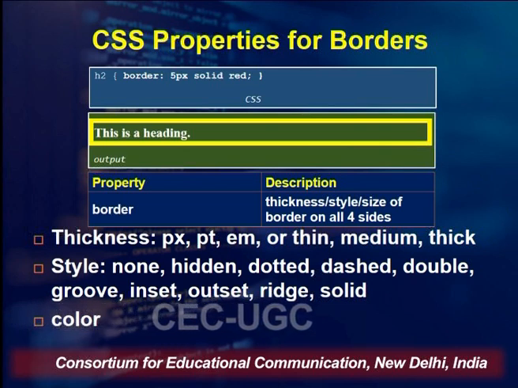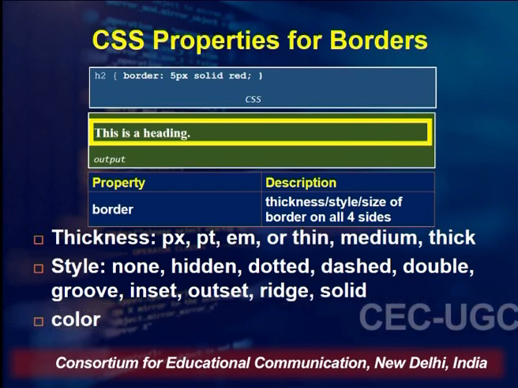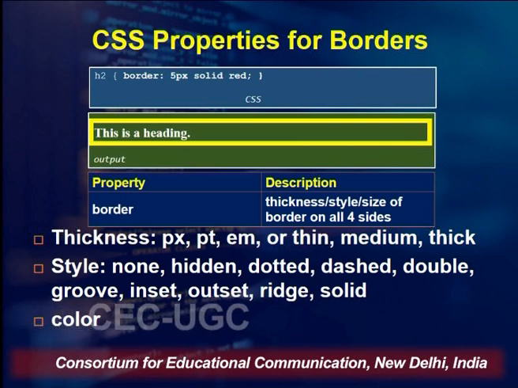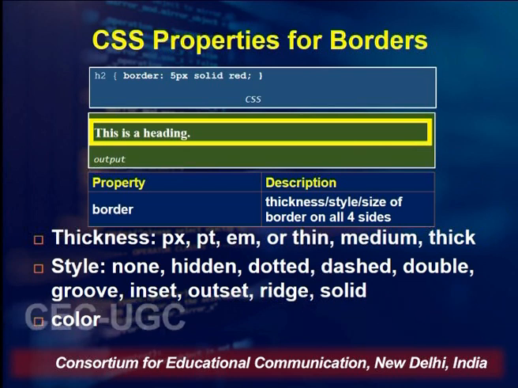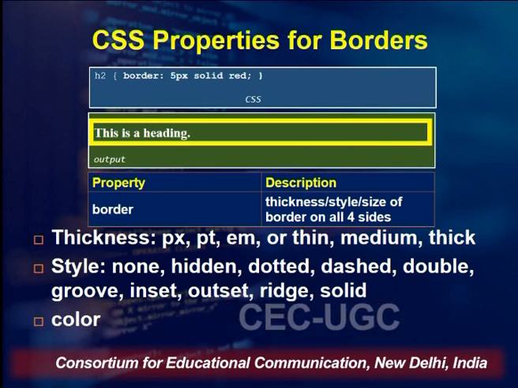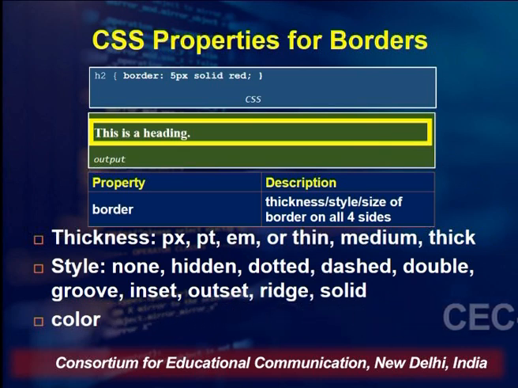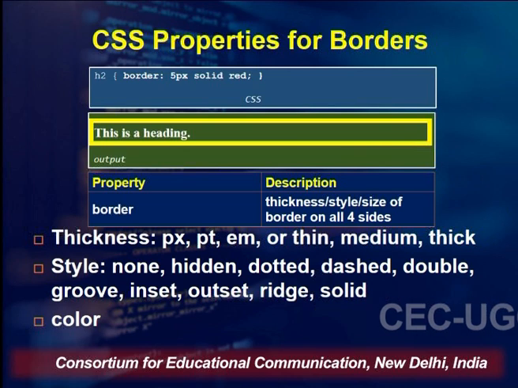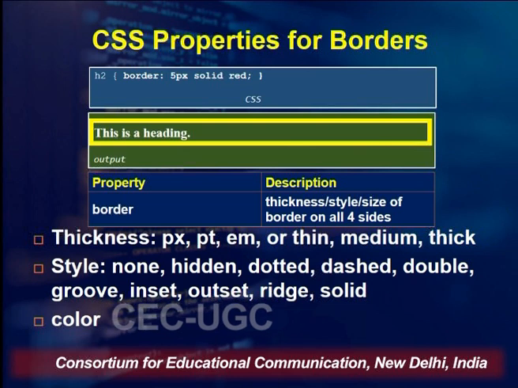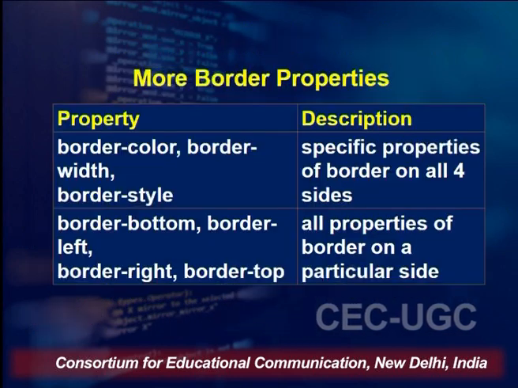For example, you define the thickness as 5 pixels, the style as solid, and the color as red. Out of these 4 properties you may choose to define all 4, or you can define whichever you like. Not all are mandatory. This way you can define the border for any element. For example, if you define it for H2, wherever you use H2, automatically a border will come around that text, which will be a red colored solid border of 5 pixel thickness.